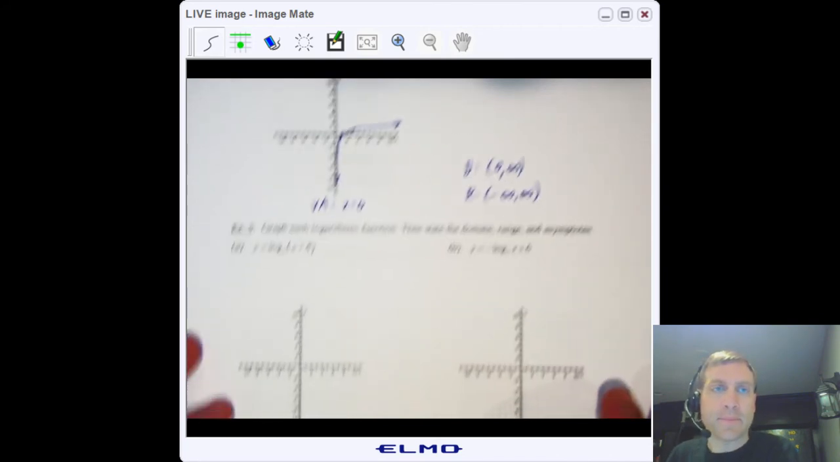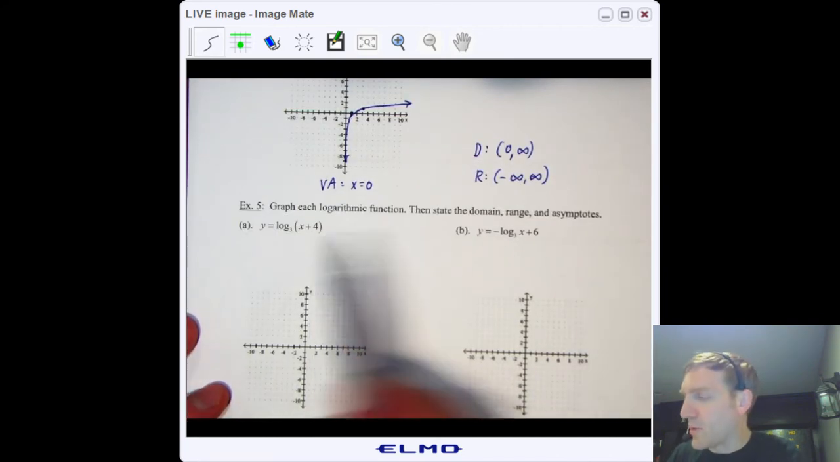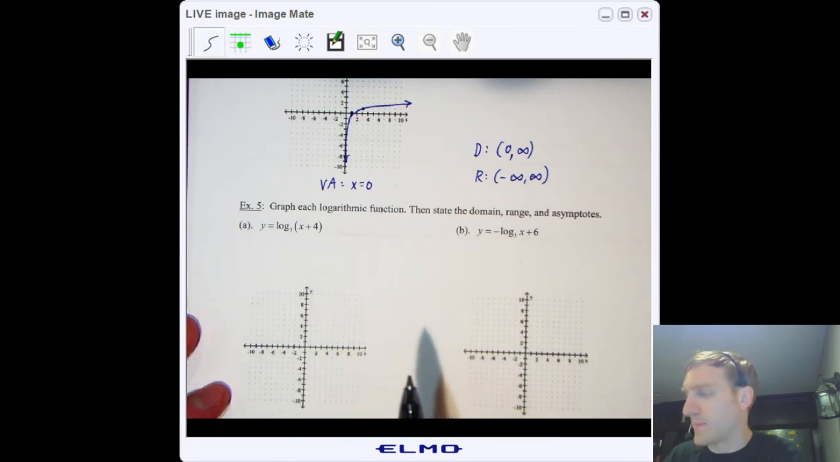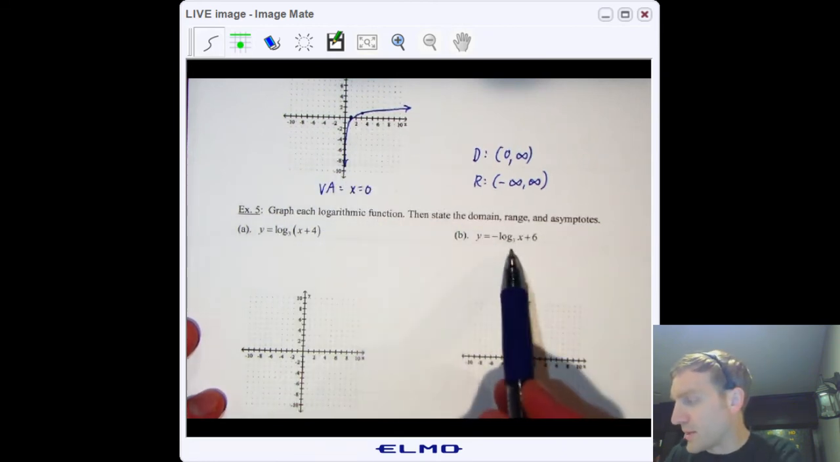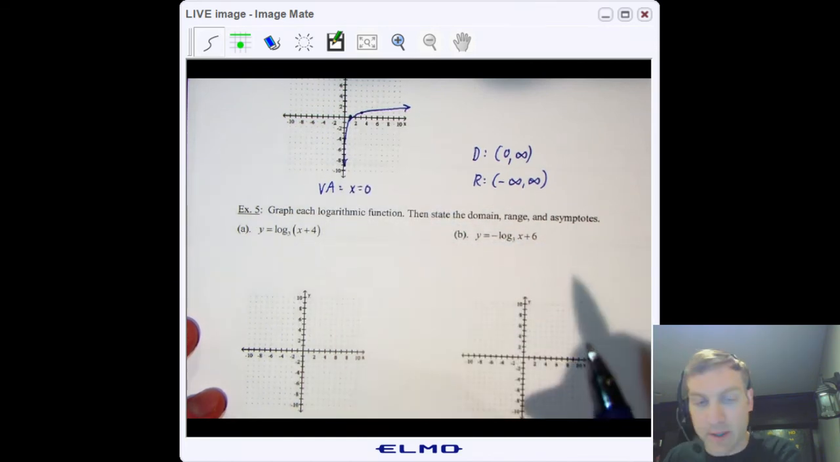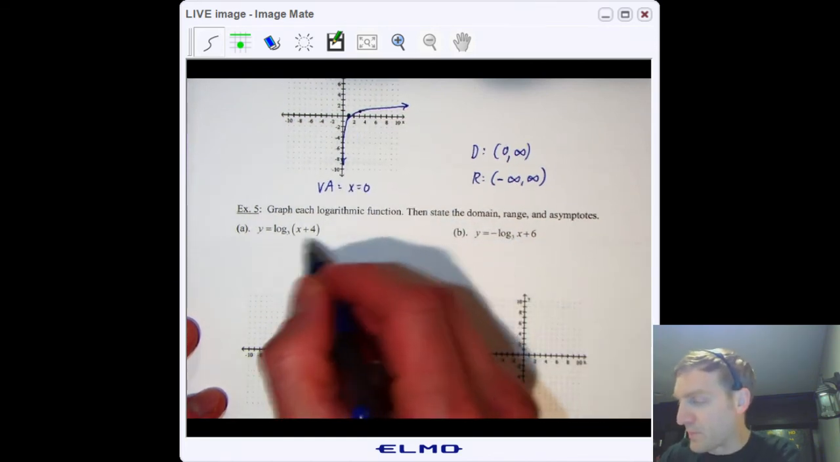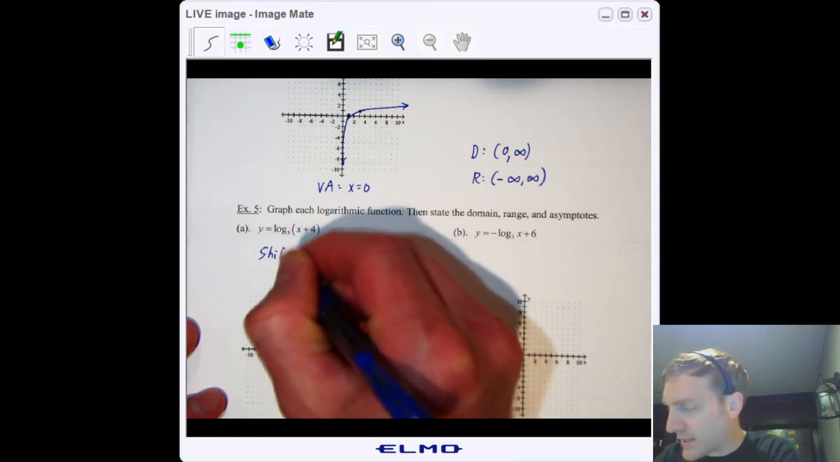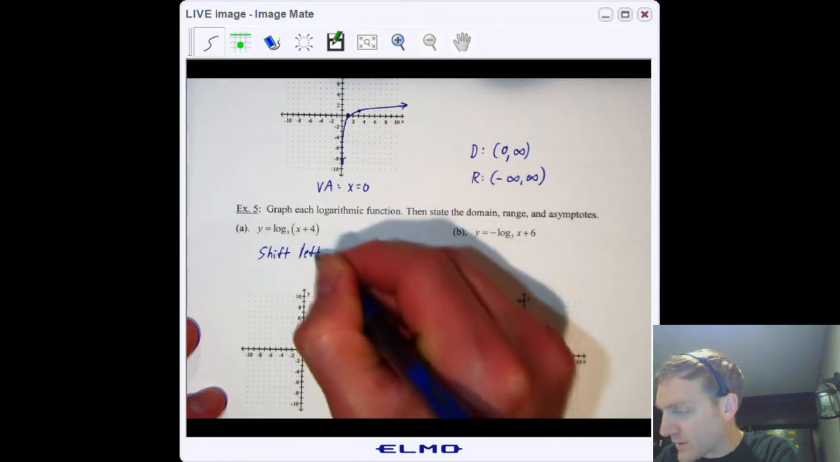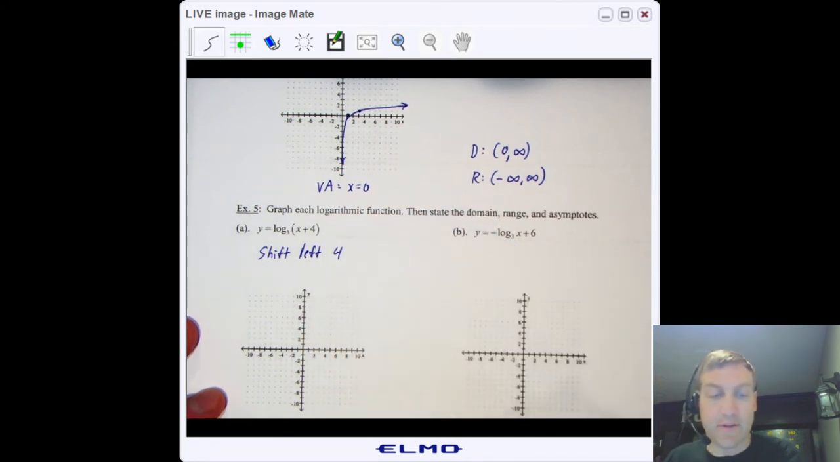Okay, now let's practice graphing with transformations. Same transformation rules we've been doing many, many times. We're just going to notice both of these log graphs are base 3, so I'm going to take this graph above and do transformations. Here we have x plus 4. What's that going to do? That's a horizontal shift because it's inside the parentheses, inside with the x. That's going to shift it to the left 4 units.